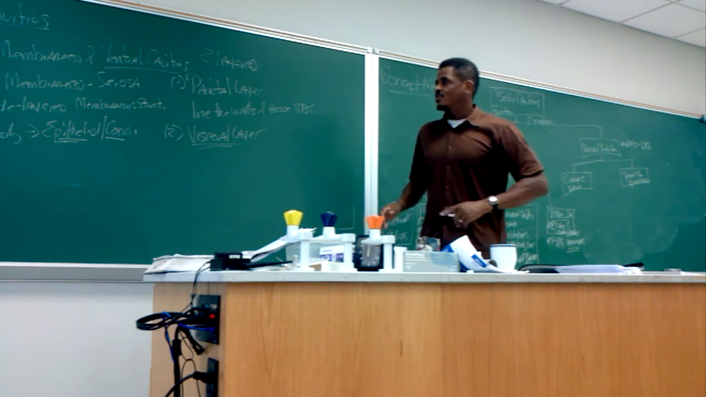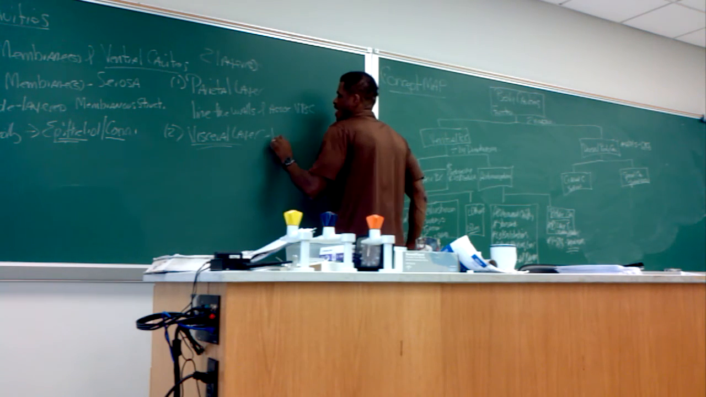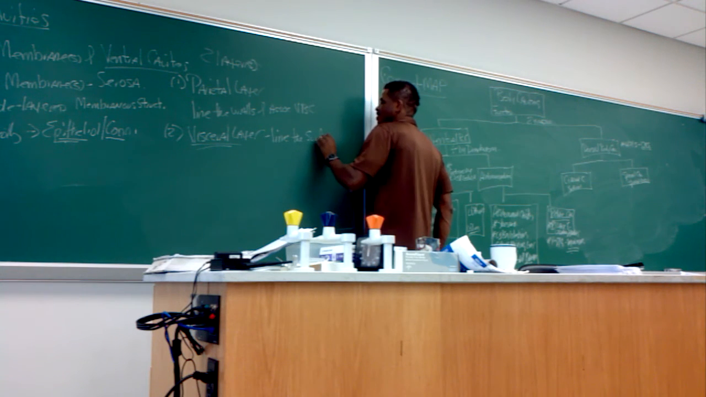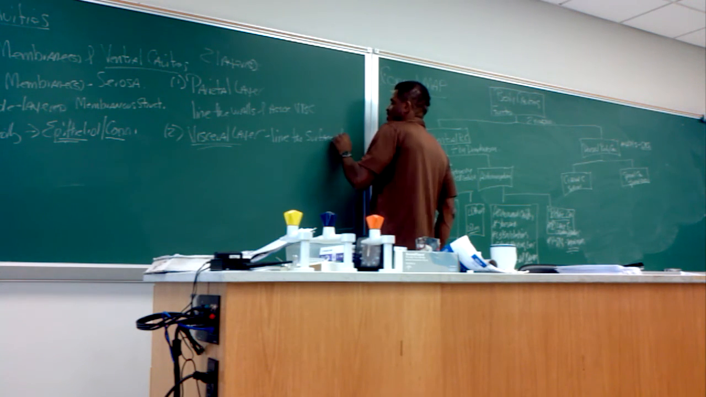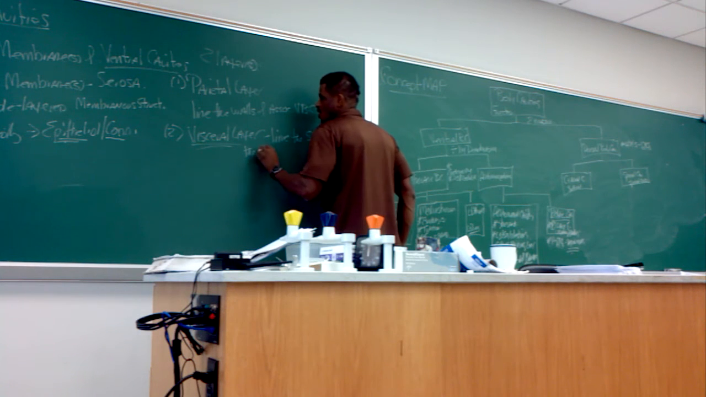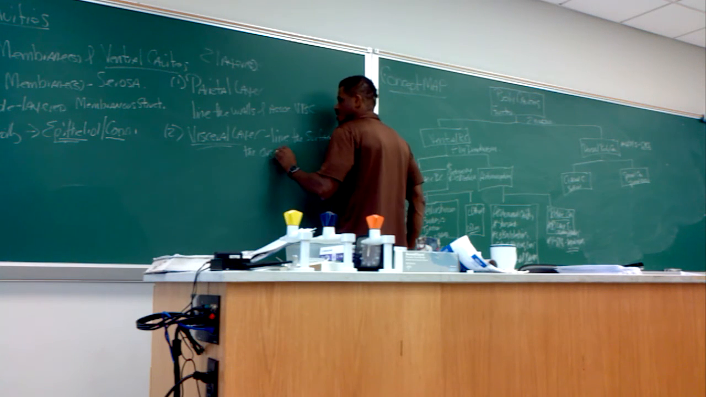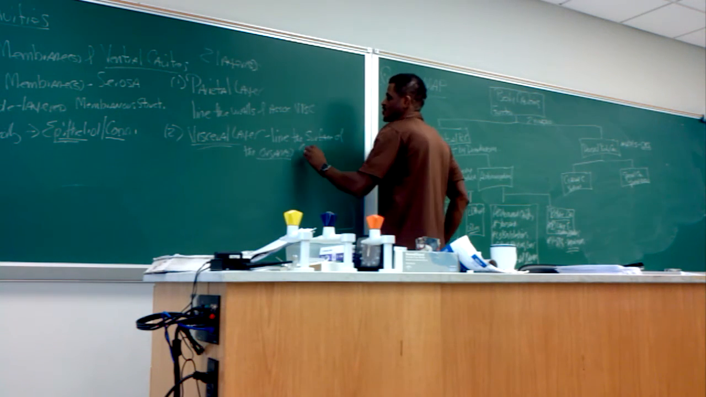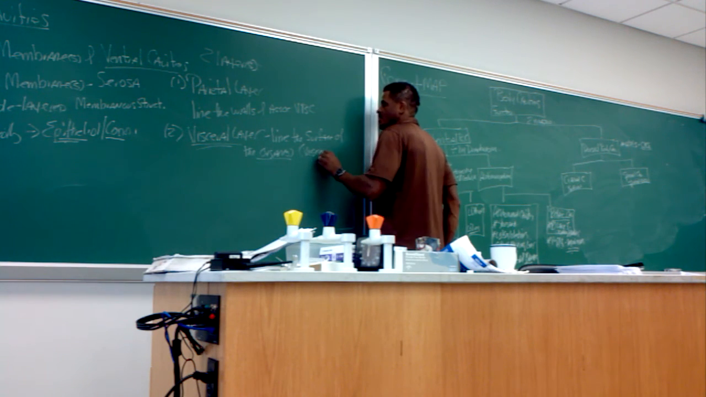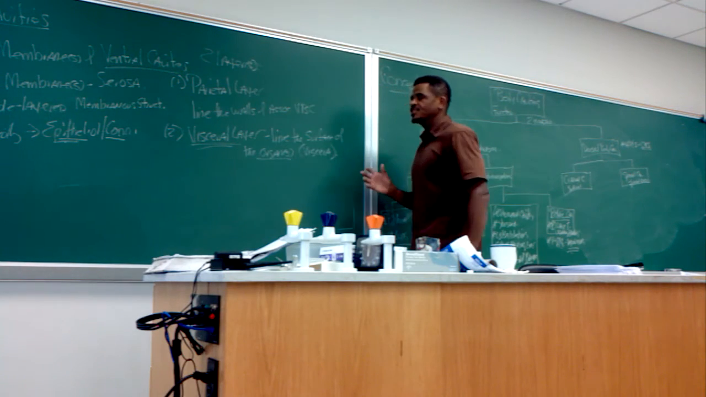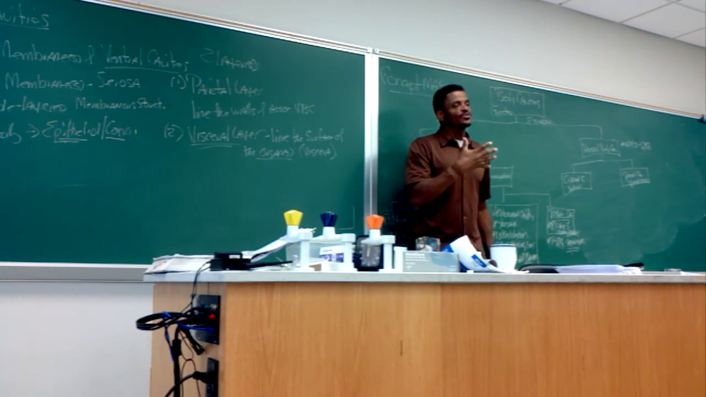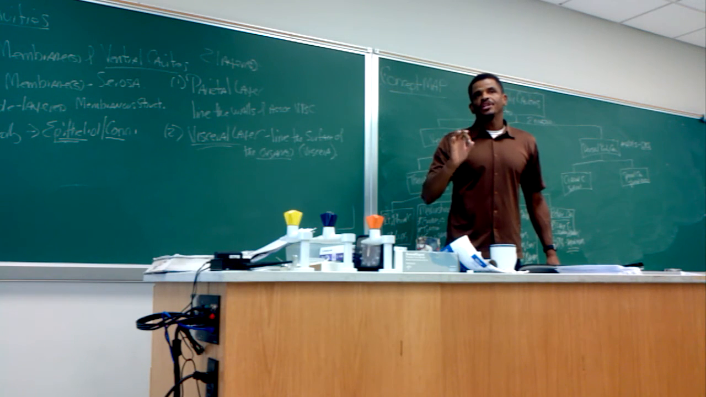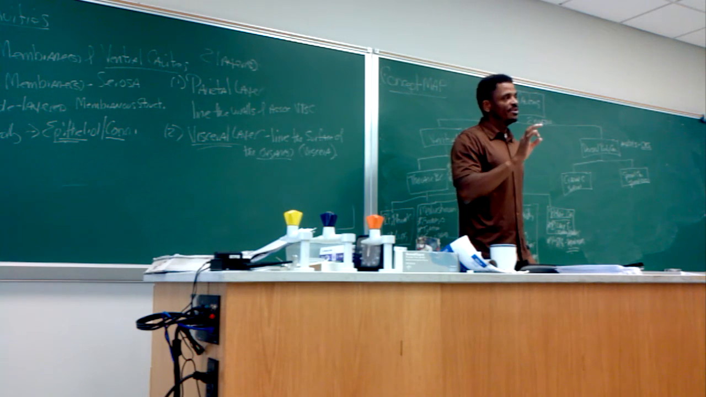So the visceral layer will line the surfaces of the organs, or alternative to the term organs, we use the term viscera. The visceral layer will line the outer surfaces of the organs housed within that particular body cavity. Are you okay with that?